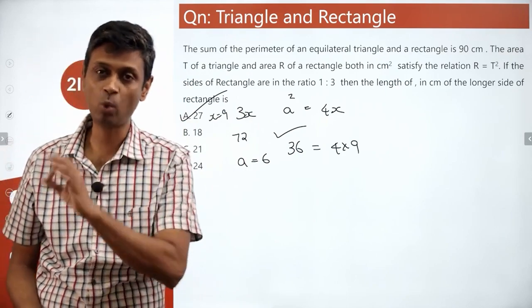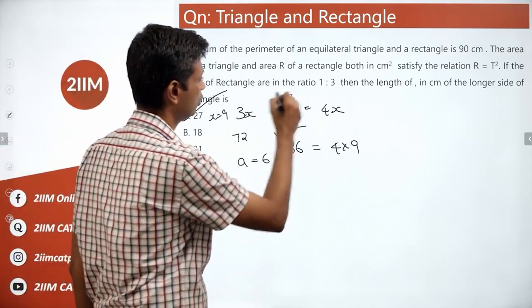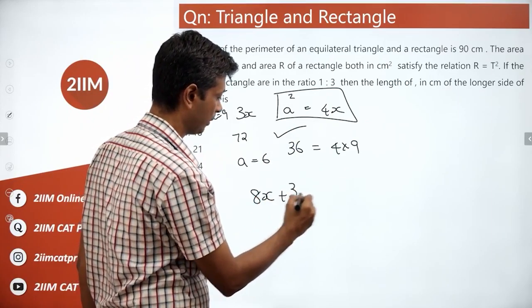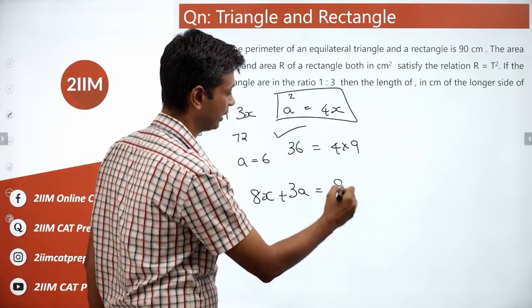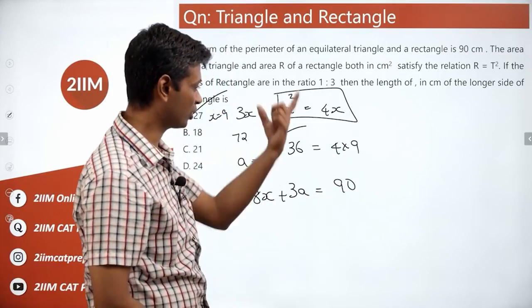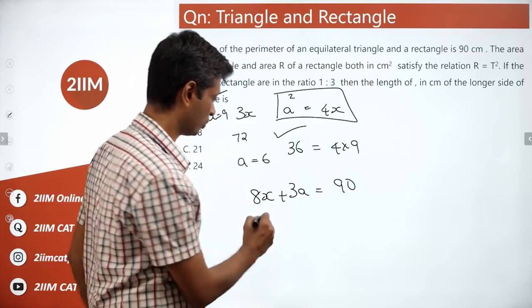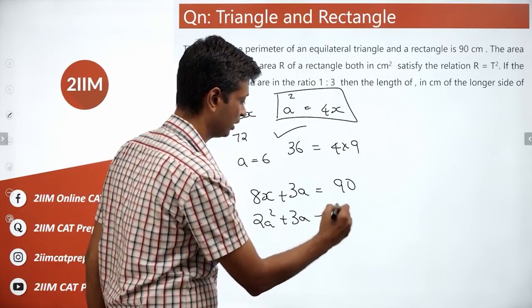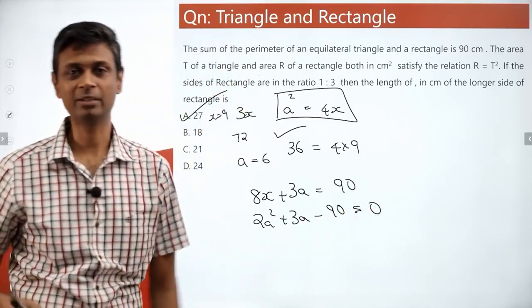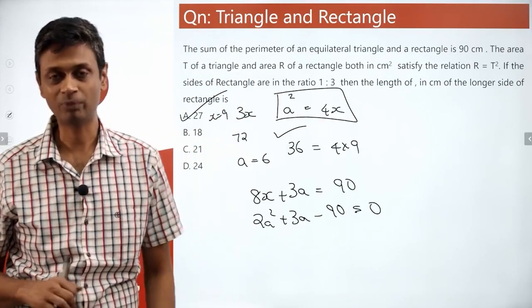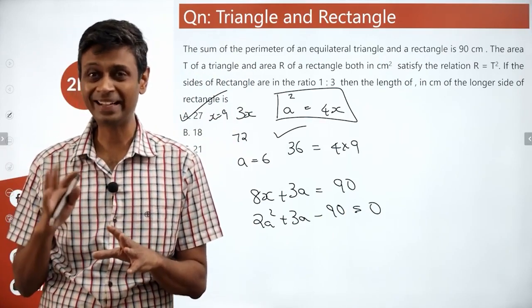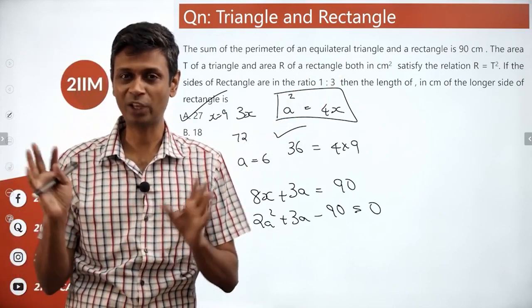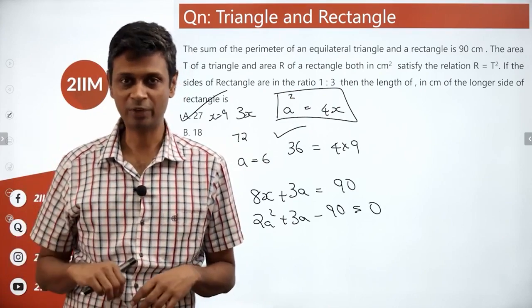If we want to still avoid trial and error, we know a square equal to 4x. We know 8x plus 3a equals 90. A square is 4x, so 8x would be 2a square. 2a square plus 3a minus 90 equal to 0. Solve that, we'll get some expression for a, and then we can simplify. Fine. So a routine question, mildly irritating, at least I feel peeved by it because of that one expression, R equal to T square. I find it an annoying way of describing a question, otherwise very doable.